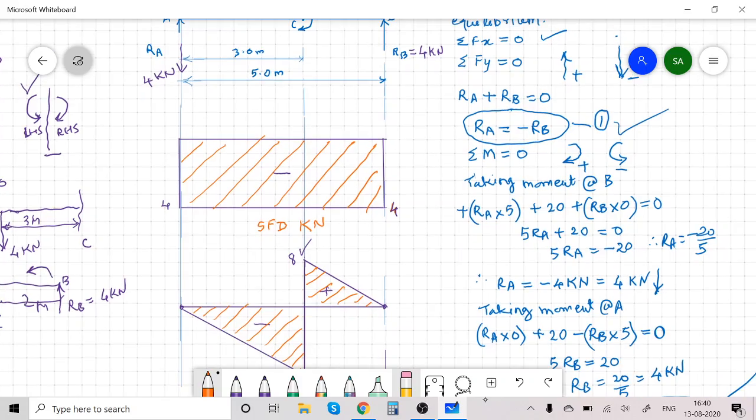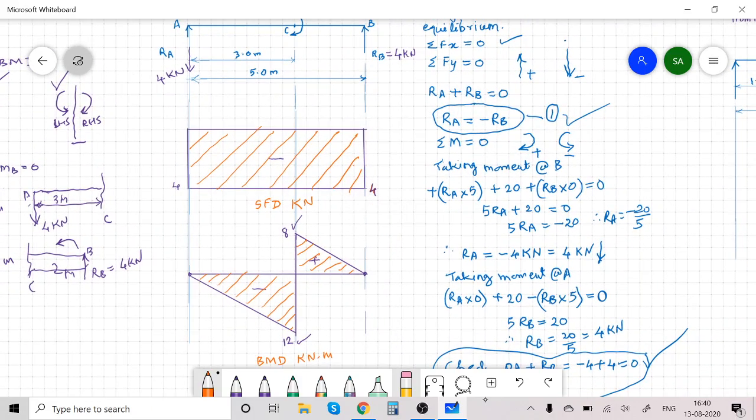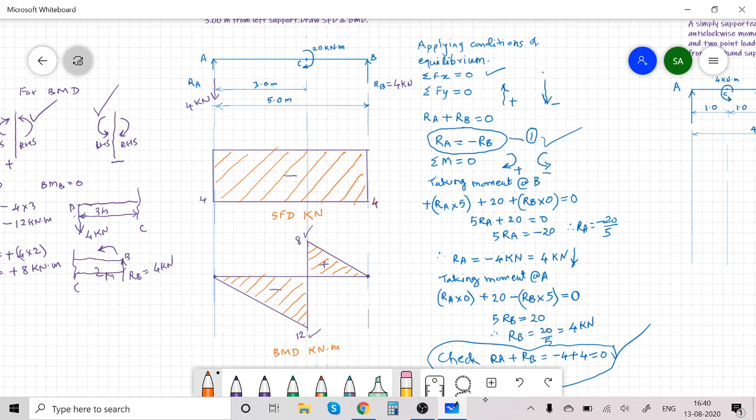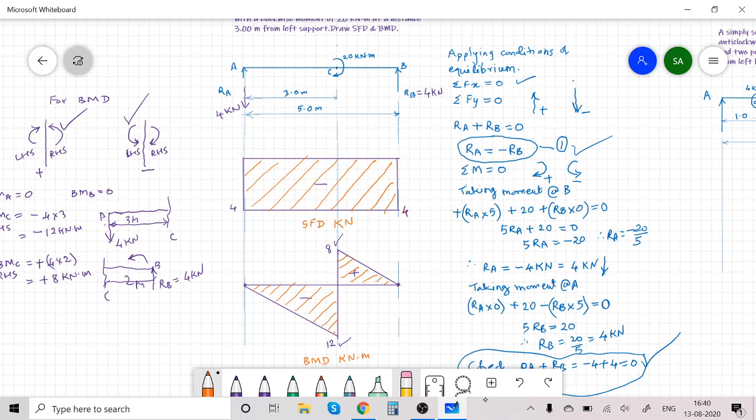So this completes our shear force as well as bending moment diagram for a beam subjected to couple or subjected to moment.